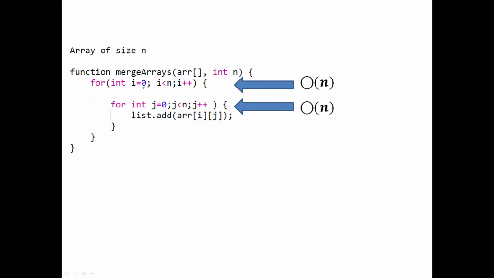But for every value of i, like i equals 0, the inner for loop will traverse from 0 to n. Again i will be incremented to 1, and again this for loop will traverse till n. Again i will be incremented. So for every value of i, the inside for loop will run. So the total complexity will be big O of n into n, and that will be big O of n square.